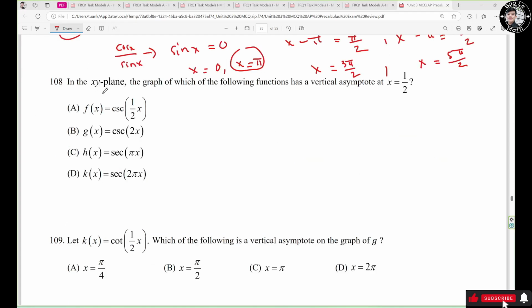Now question 108. We need to find the function where the vertical asymptote of the function is s equals 1/2. So again, it's similar to 107. I'm going to leave this one for you to practice. The answer must be C.